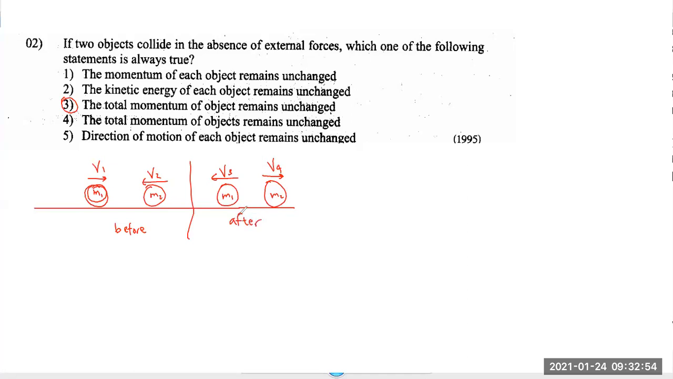So as you can see, the momentum of each object remains unchanged. That is definitely wrong. Momentum is a vector. When direction changes, momentum changes. The kinetic energy of each object remains unchanged. That is also not accurate because velocity is changing, so kinetic energy also can change. There are different types of collisions we can think of, but they are saying always true. So it's definitely not possible.